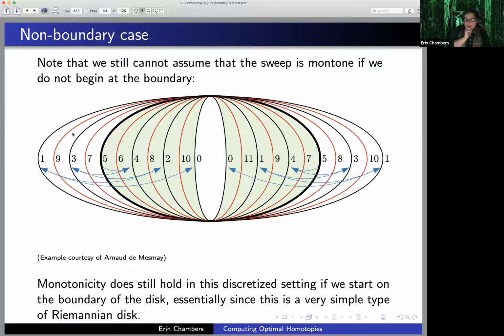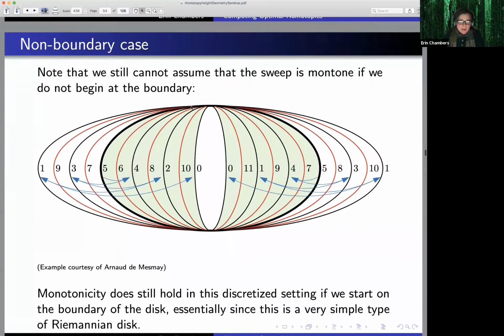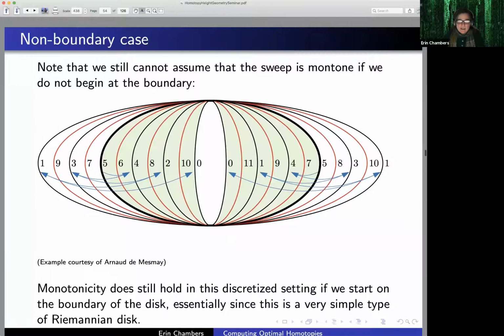Now, here's where things get messy. And here's the example I promised that we still can't assume the sweep is monotone if we don't begin at the boundary. And in fact, it's easier to get pathological examples. So bear with me here. This is a planar graph. It's not triangulated, but I could introduce some vertices if you want and triangulate it. It's just a bunch of bigons nested. And we're going to start with this length 10 cycle.